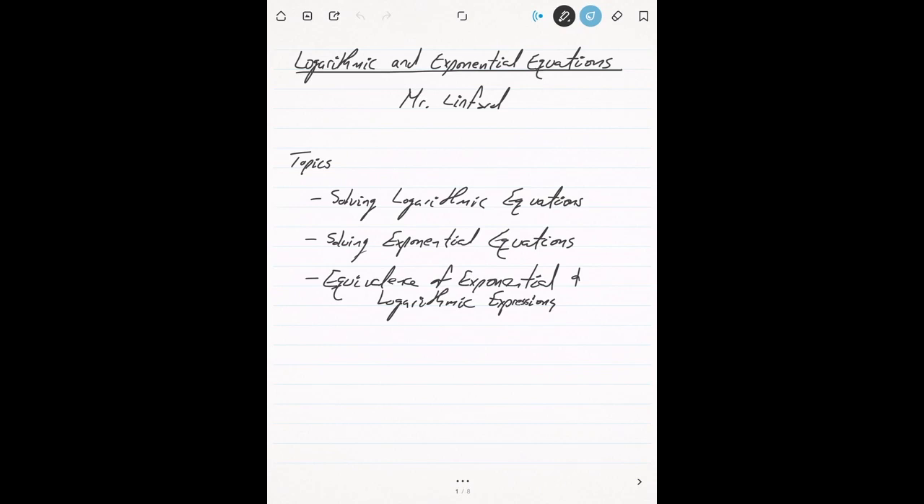In today's discussion, we're going to be really culminating our work with logarithms and exponents, to take all of this information that we've been learning about, in particular the properties of logarithms and exponents, to go ahead and actually solve both logarithmic and exponential equations. And then we're going to talk about the equivalence of exponential and logarithmic expressions as a way of helping us to solve these equations.